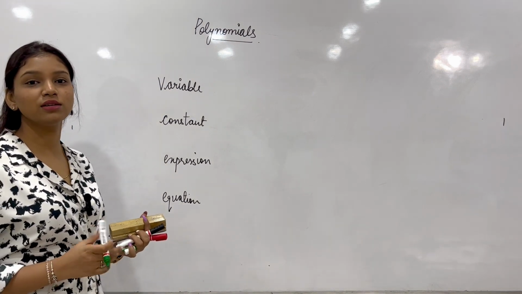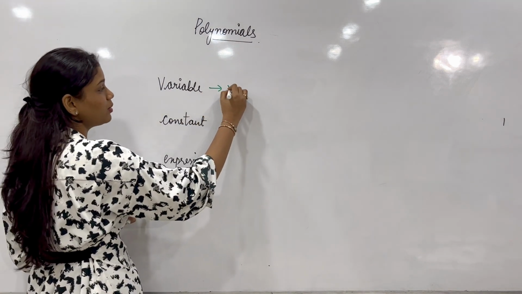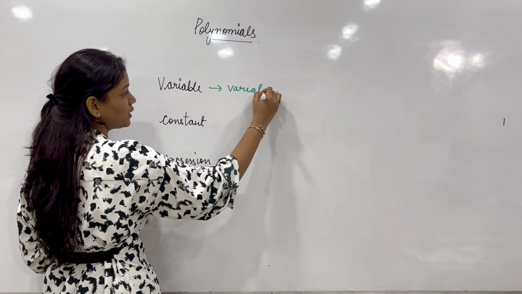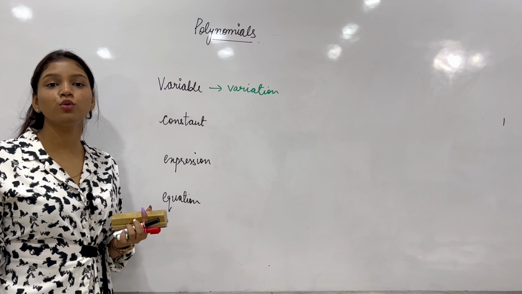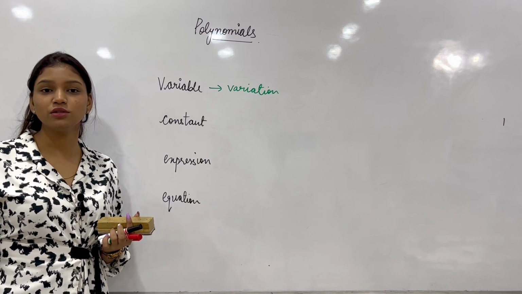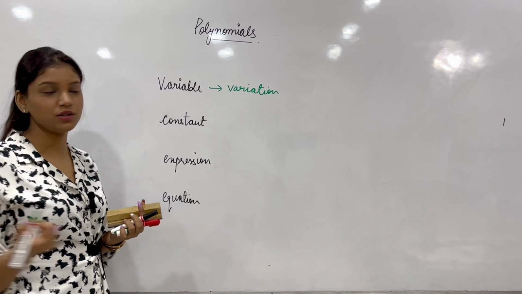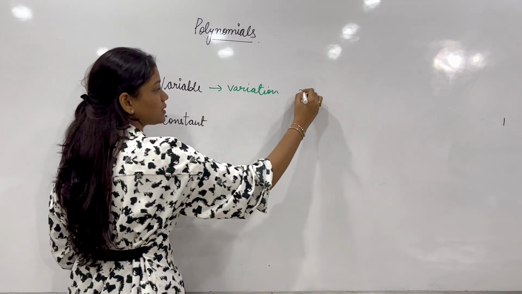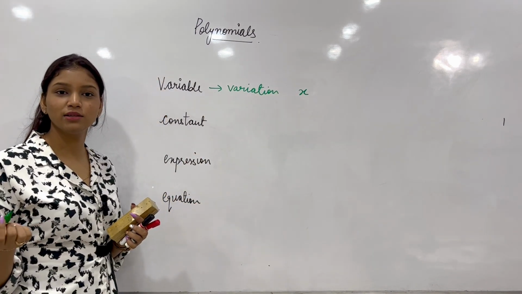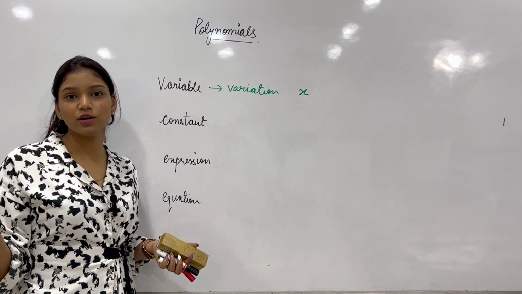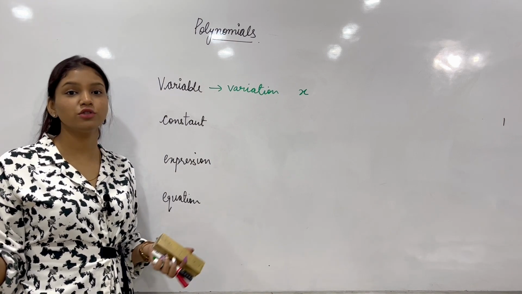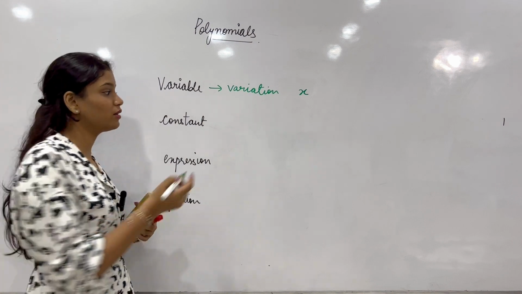Starting with the first, variable. Variable comes from the word variation, which means such terms whose values can show variation, whose values can show change. If I write x, what is the value of x? Maybe I will take it as 1, you will take it as 2, someone else around the world might take it as 10,000. It will show variation and it will change.